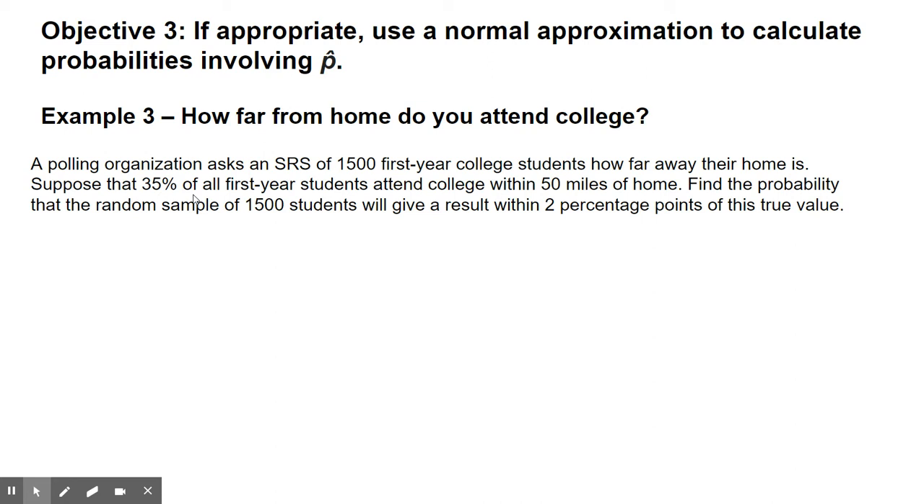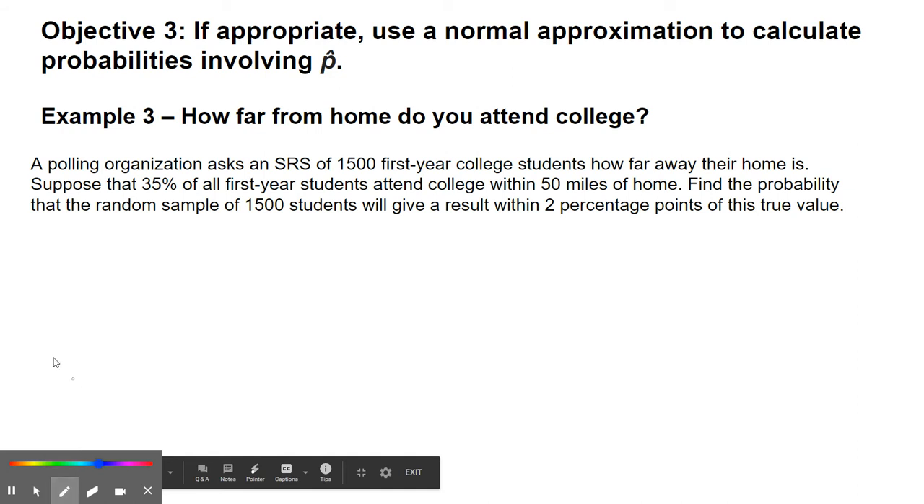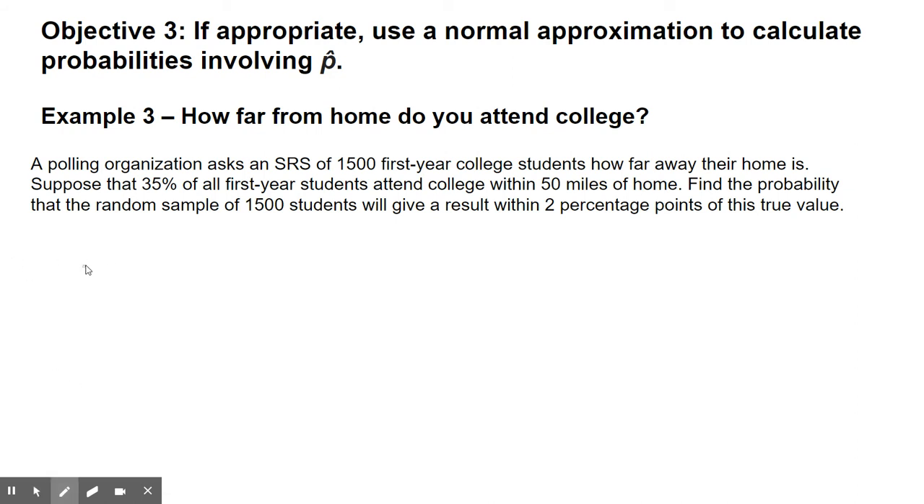Okay, a couple things. Let's start with building the model. The first thing I have to do is find the mean and the standard deviation. So again, we look for our p-value. Our p-value is right here. That is our population proportion, 0.35, and our n value is 1,500, SRS of 1,500.